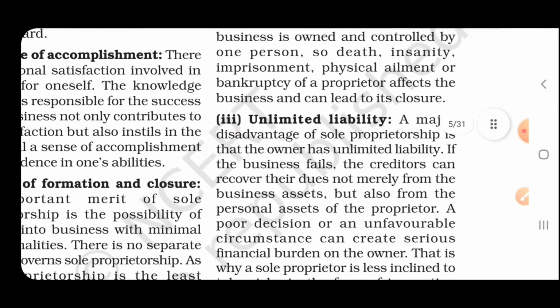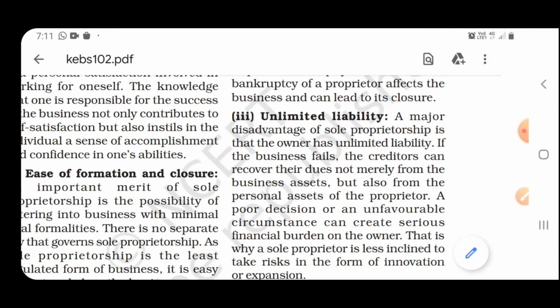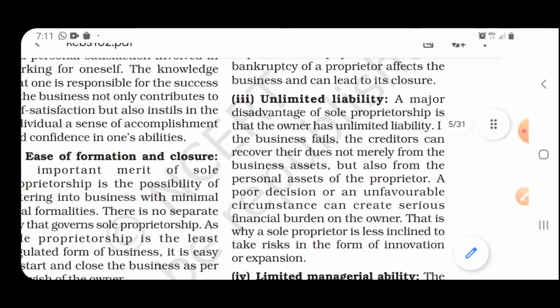The third one is unlimited liability. As we had said, it is one of the features, that is, he is responsible for all the dues taking place in a business. So his liability is unlimited, because nobody is there to share.